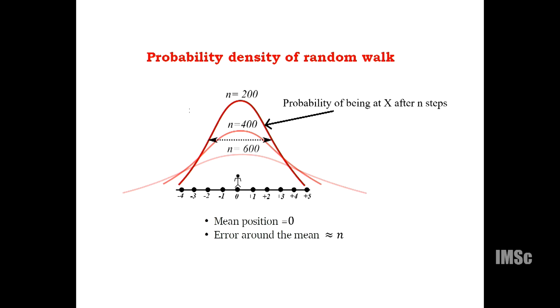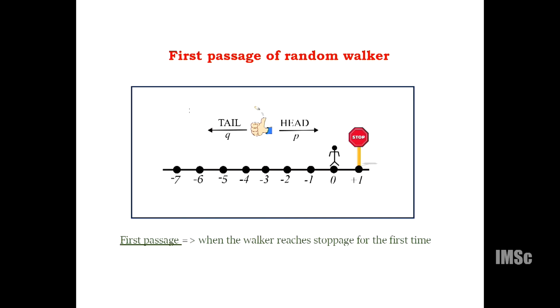That means the mean is not the only thing that matters in this system; you also need to know how much it deviates around the mean position. The deviation, or the error, is given by this dashed line, which measures the spread of the curve. You can clearly see the spread increases as you increase the number of steps, and it increases linearly with respect to n. So that's the basics of the random walk.